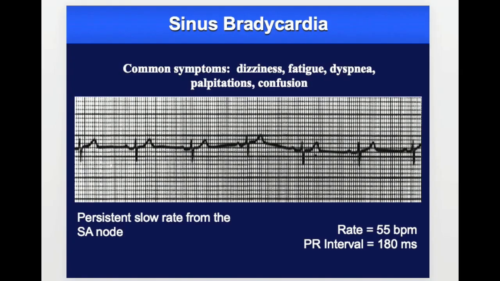We can see in this tracing the interval between the two QRS complexes is around 50 to 55 beats per minute, with a PR interval of 180 milliseconds.